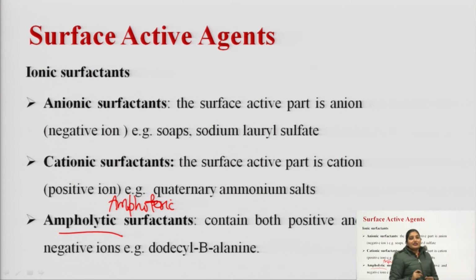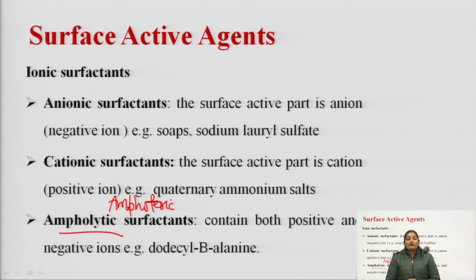Okay. So, first is anionic surfactant. In this, the surface active part is an anion, or a negative ion. For example, soaps or sodium lauryl sulphate. So, SLS or soaps are examples of anionic surfactant. Next is cationic surfactants. In case of cationic surfactants, the surface active part is a cation, or a positive ion. For example, quaternary ammonium salt.